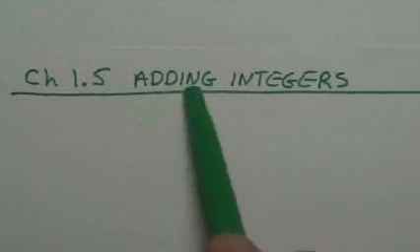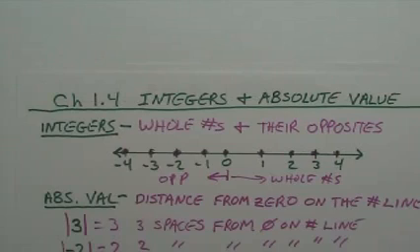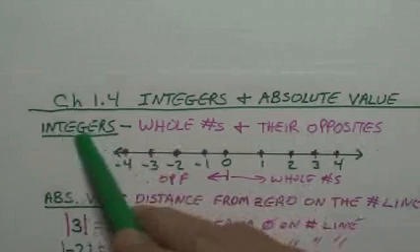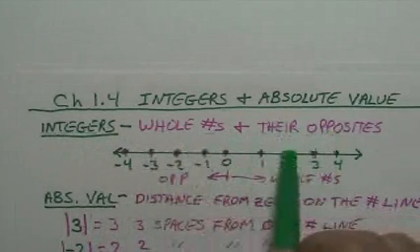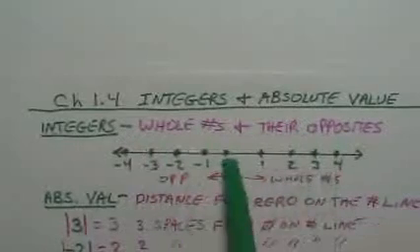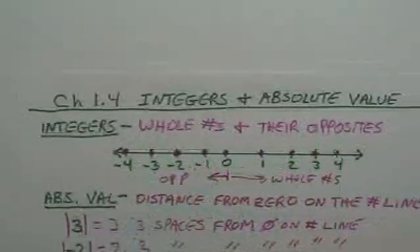Okay, today we'll talk about adding integers. If you remember from last time, integers are whole numbers and their opposites. Okay, we wrote this down the other day. Whole numbers and their opposites. So it's 0, 1, 2, 3, that's whole numbers, and the opposites would be the negative.